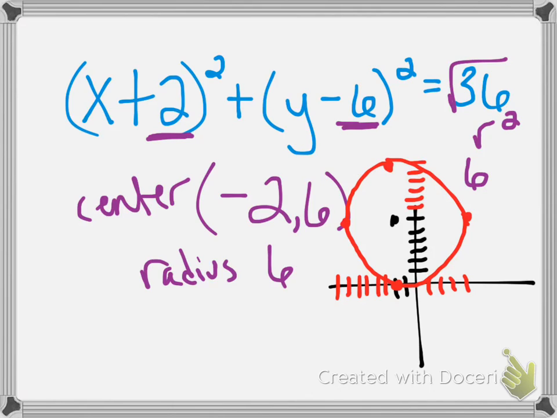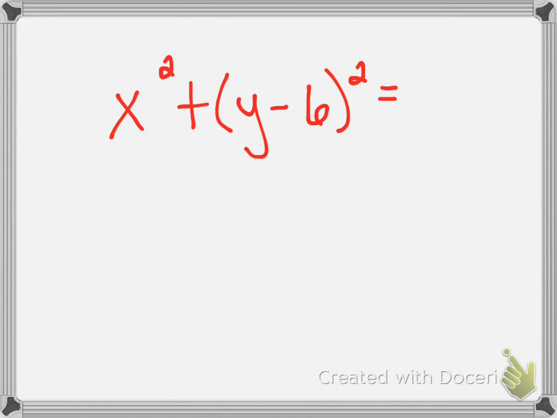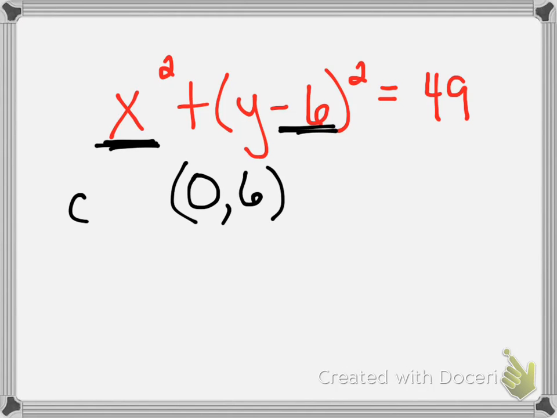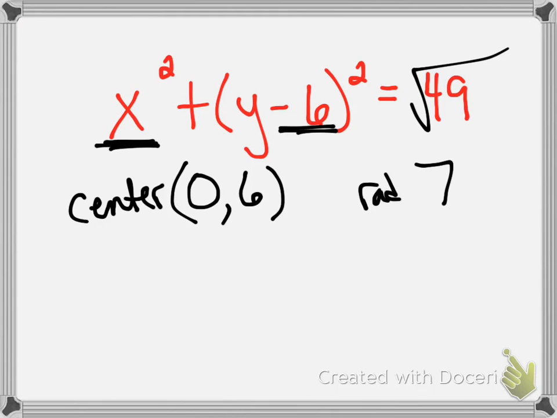If you don't have both pieces, like if you've got x squared plus y minus 6 squared equals 49, that simply means there's nothing on your x's, so your center's x-value would be 0, and on your y's, it's the opposite of negative 6, so that's positive 6. So there's your center, and your radius is 7, because 7 squared is 49. And that is all there is to circles.